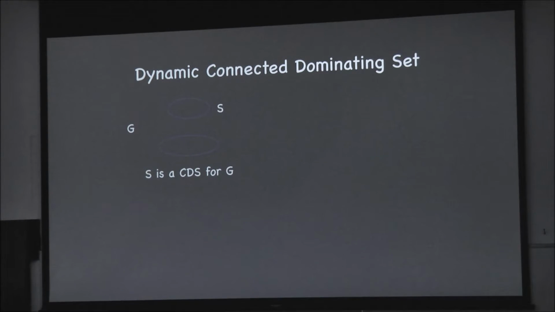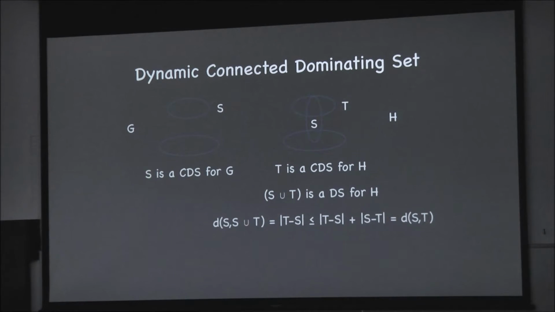Alright. So suppose we are given a graph G, S is a connected dominating set for G, and we have another graph H, and we want a connected dominating set T for H. Now, suppose T does not contain S. It could possibly intersect with S. Still, S union T is a dominating set. That is not an issue. That's fine. Hamming distance is also not an issue. That is also fine. What happens to the connectivity? Let's see. If we show that S union T is still connected, then we are done. Then it suffices to search for a solution that contains the whole solution.